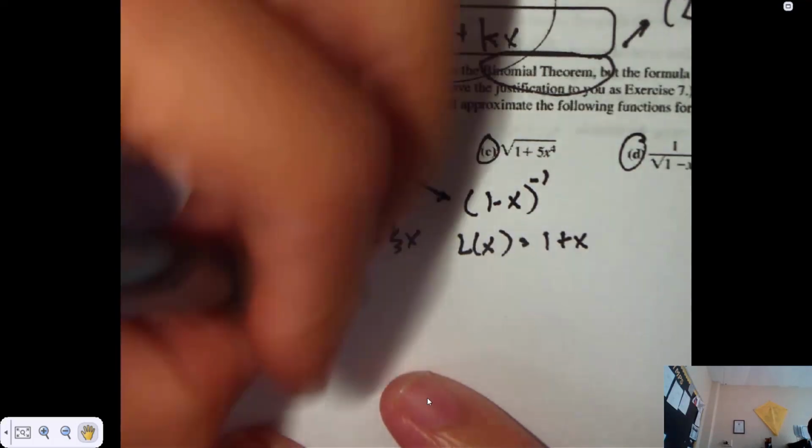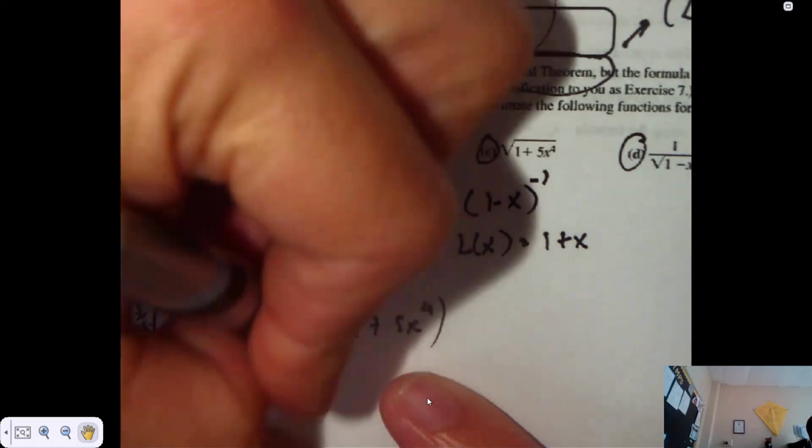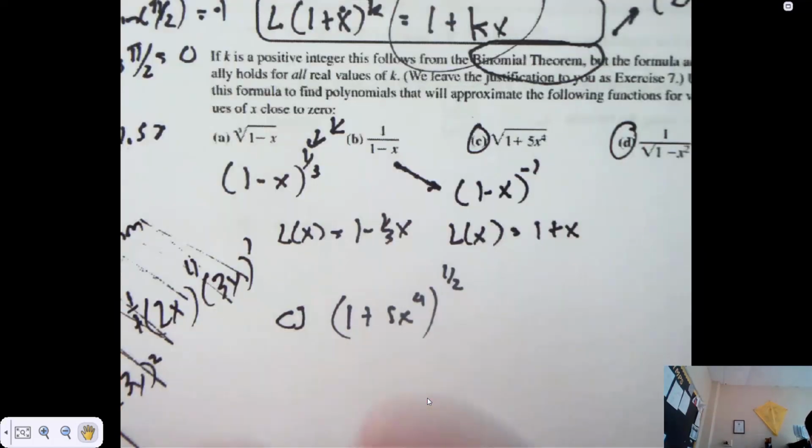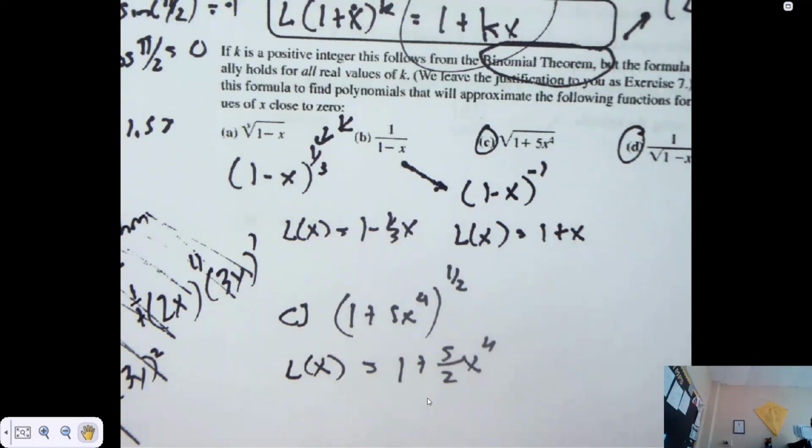Yeah, let's just jump to D. Actually, let's do C. I would write that as 1 plus 5x to the fourth raised to what power? To the 1/2. And then follow your linearization rule. Where's the 1/2 go? In front of the 5, right? So 5/2. The linearization is 1 plus 5/2 x to the fourth power. Don't overthink this, and don't give the half to both pieces. That's really about all you need to talk about with that one.